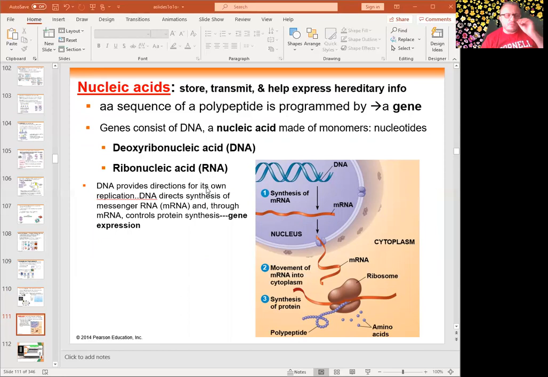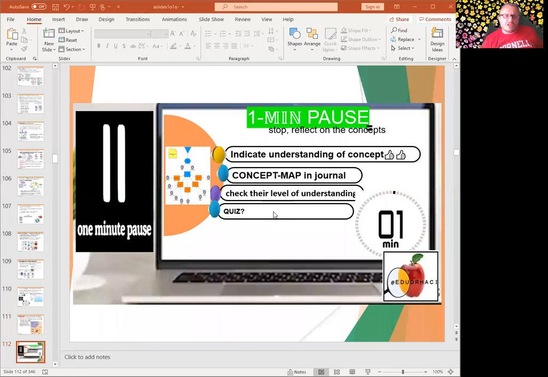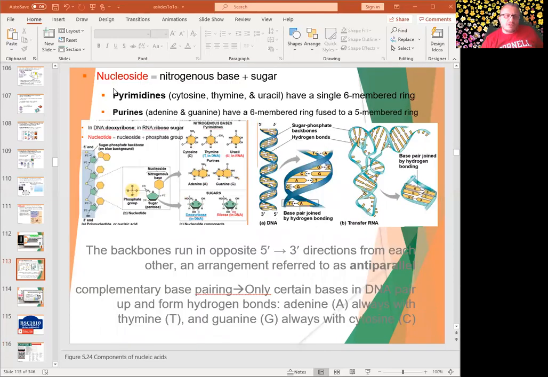Nucleic acid is the last group. As you see, we have DNA and RNA, deoxyribonucleic acid and ribonucleic acid, the two major nucleic acids. They make the genes, and you can see here that nucleic acids are made of nucleotides, basically a nitrogenous base and a sugar. The backbones run in opposite 5' to 3' directions, and in complementary pairing, A always pairs with T and G always with C.